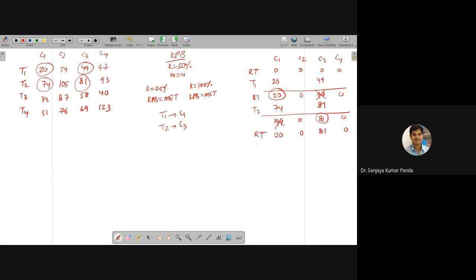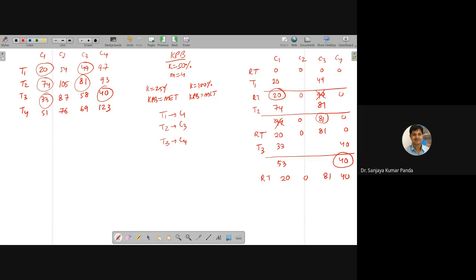Now come to T3. In the T3 case, the best 2 machines are 33 and 40. So I'll choose 33 and 40. If I calculate the completion time, it is 53 here, 40 here. So I'll choose C4. So T3 is assigned to C4. Now the ready time is updated to what? 20, 0, 81, 40.